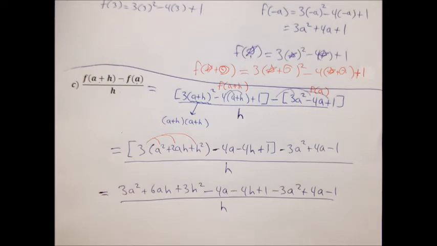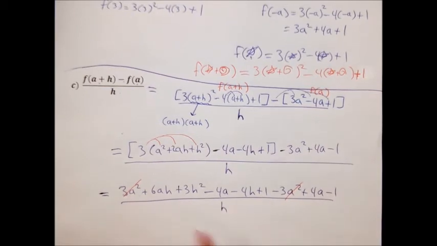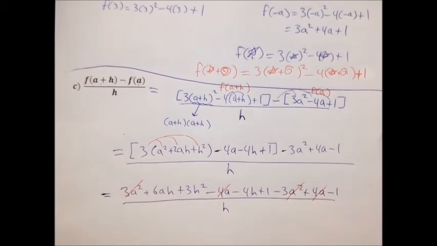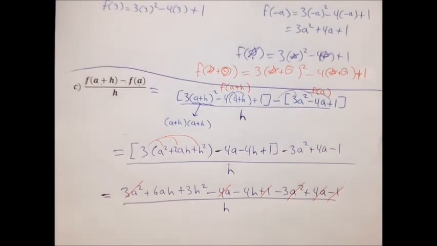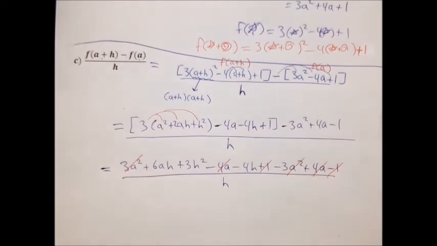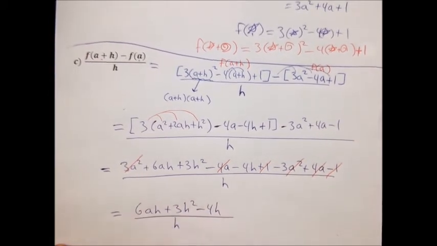And so the way these problems work, and the way they work in calculus especially, is lots of things end up canceling out, and we usually end up with something that's not a fraction anymore. And so, for example, you can see that we have a plus a squared and a minus a squared, and so those two things will go away. Right? We've got a minus a and a plus 4a. And then we've got a plus 1 and a minus 1. So a lot of the stuff on the numerator just cancels out. And what we get left with is a whole bunch of stuff that has a common factor. And so what's left is 6ah plus 3h squared minus 4h over h.